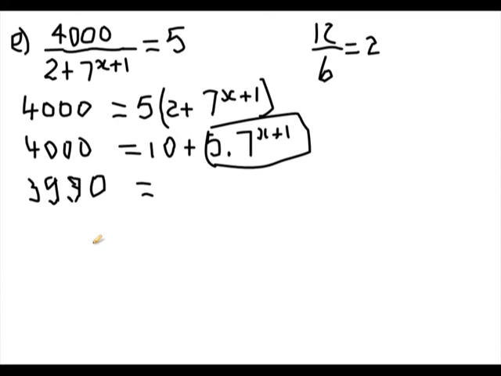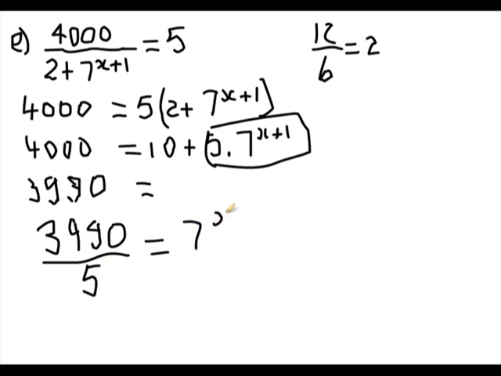So I will have 3,990 over 5 equal 7 to the power of x plus 1. Okay? So now what I'm gonna do is really easy. Since I need to have only x plus 1, I'm gonna use log base 7 in both sides, right?